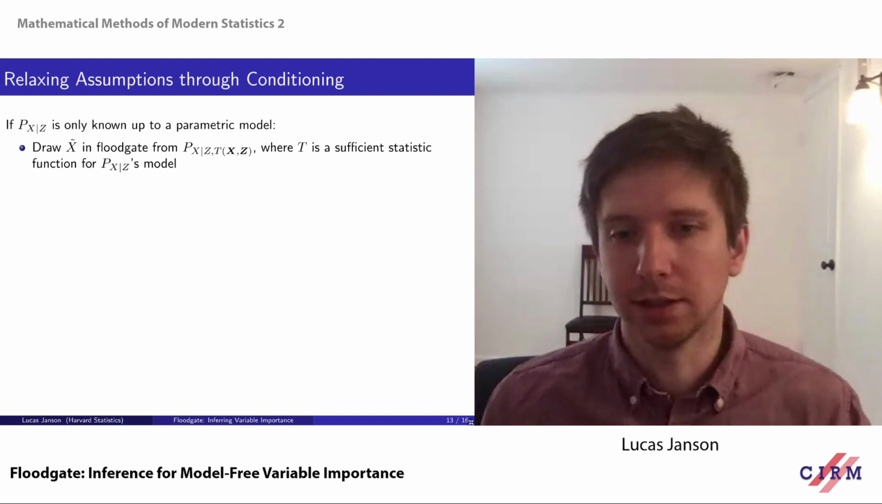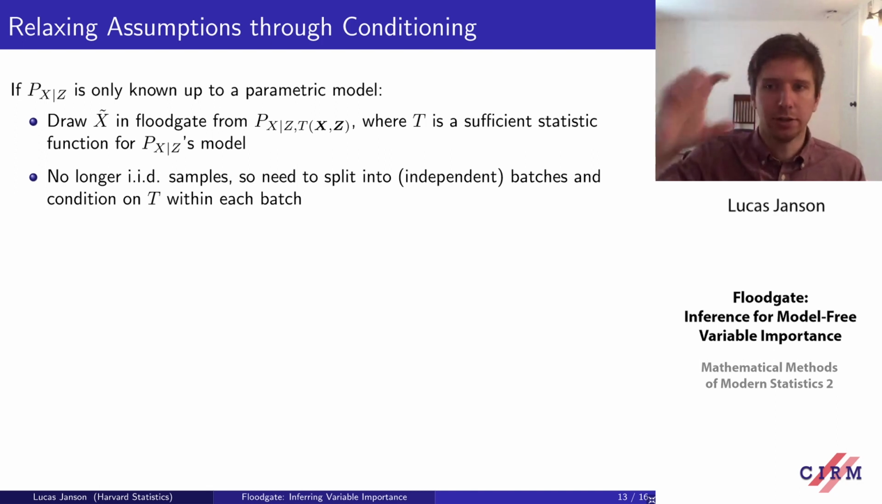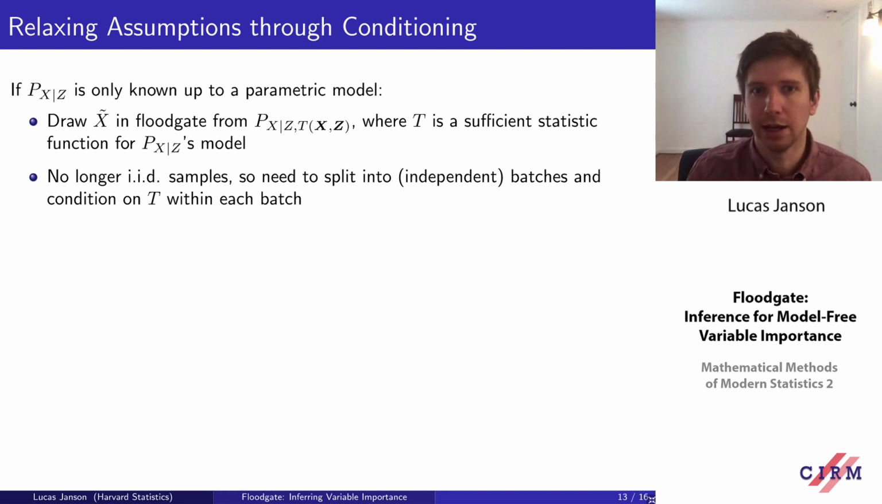Okay, so we were at least able to replace that step in the procedure, but because we're now conditioning on t of x and z, and notice those are both x and both z again, so that's all of the data, we no longer have independence between our x tildes. And so we no longer have IID samples, which is going to hurt our central limit theorem. The way we fix that is that we're going to split our n samples into a whole bunch of batches. Each of those batches is going to be independent, and within each batch, we're going to draw x tilde conditional on the sufficient statistic for just that batch of data. And so we're still going to have independence between batches. We're going to have some dependence within batches, but we can actually take care of that.